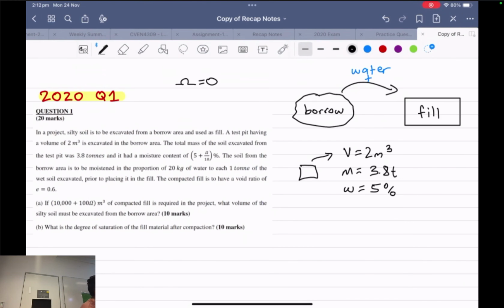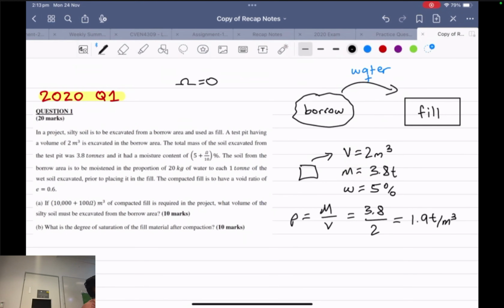So what can you calculate using those parameters? If you're given mass and volume, what can you calculate from that? Anyone have any ideas? Density, exactly. So density is equal to mass over volume, right? So that here is equal to 3.8 tons divided by 2 meters cubed, which is 1.9 tons per meter cubed. So we've got the density of the soil.